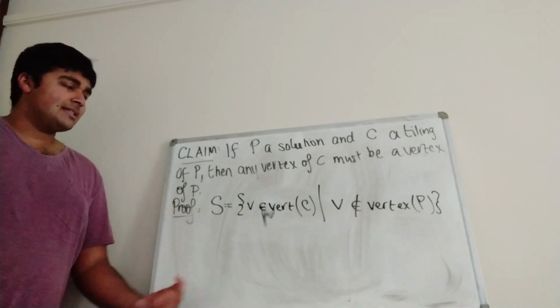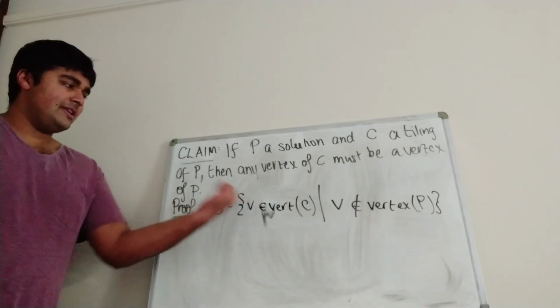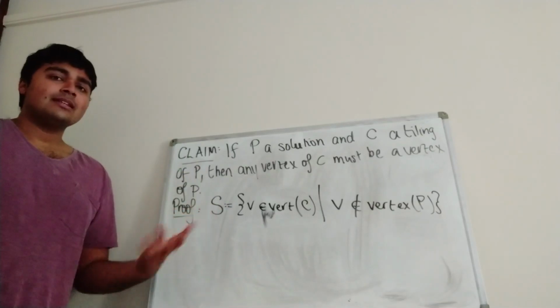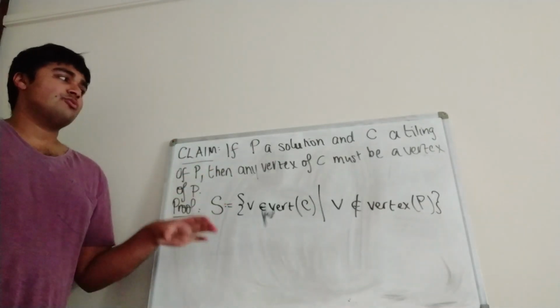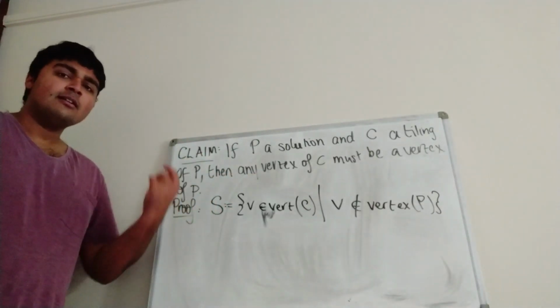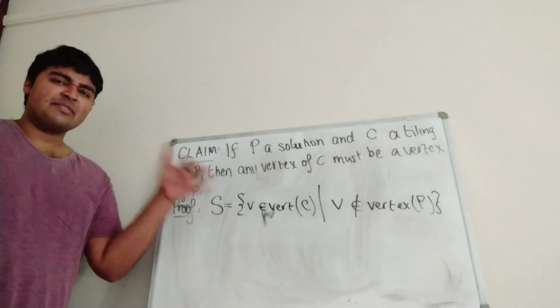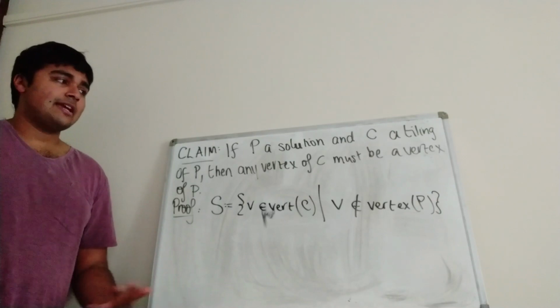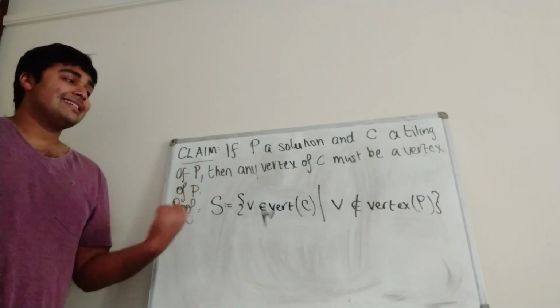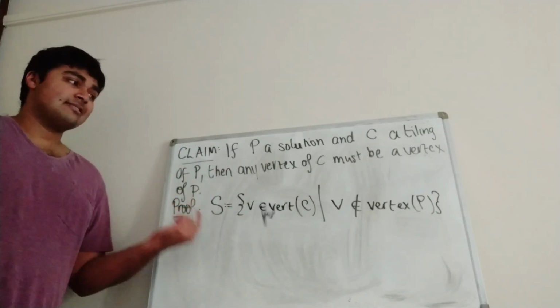Well, firstly, notice that if V is in this set here, then either V is on the boundary of P, so it's like kind of on the perimeter, but not on a vertex, or V is on the kind of interior of P, so they're kind of two different cases. Anyway, what we're going to do is consider the convex hull of our set S.